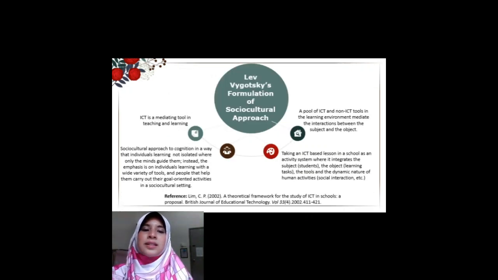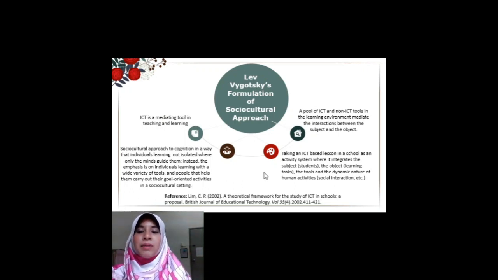And the next one, the last idea, is from Lev Vygotsky's formulation of the socio-cultural approach. ICT is a mediating tool in teaching and learning. The socio-cultural approach to cognition is in a way that individuals' learning is not isolated, where only the minds guide them. Instead, the emphasis is on individuals' learning with a wide variety of tools and people that help them to carry out their goal-oriented activities in a socio-cultural setting.